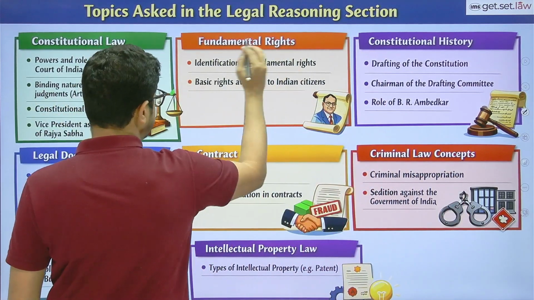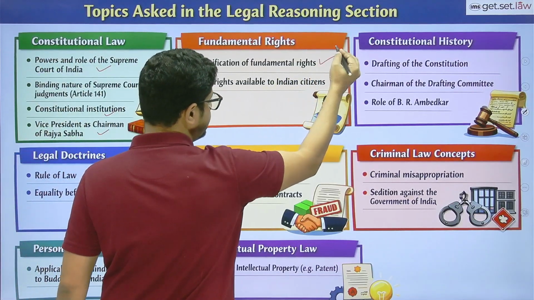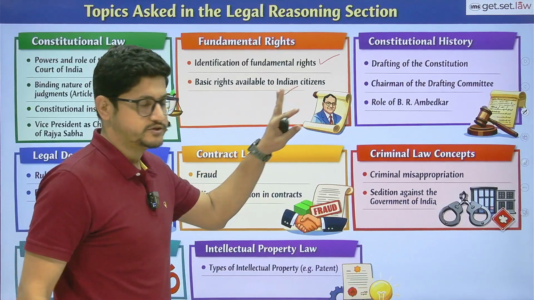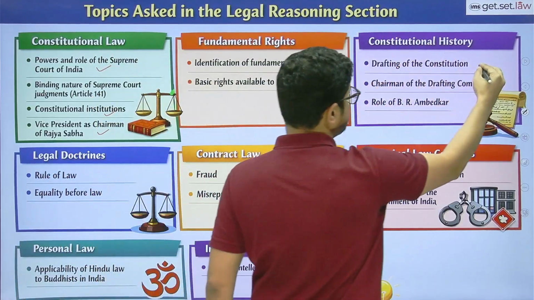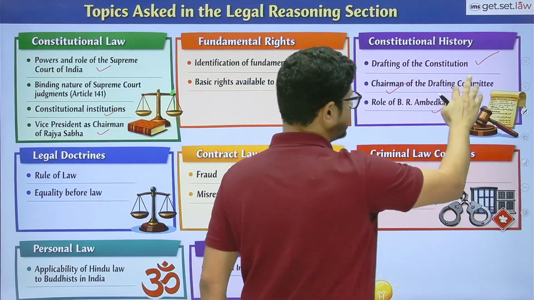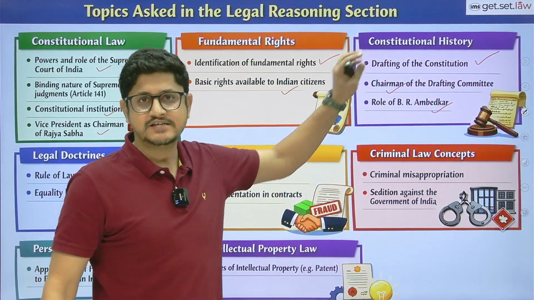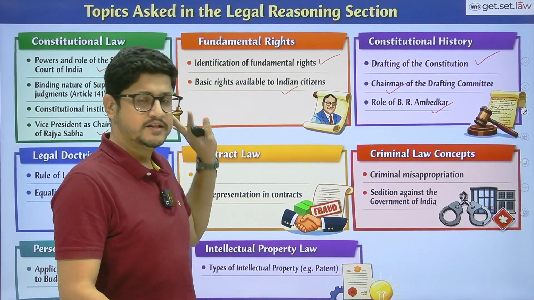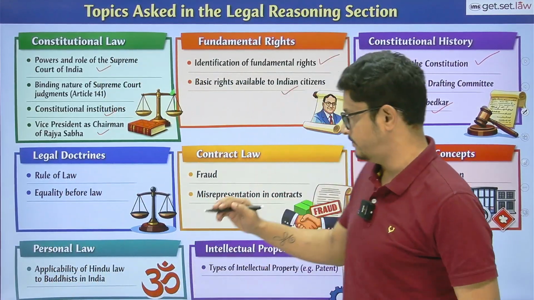Now when we talk about the fundamental rights, they identified which of the fundamental rights were there, basic rights available to the Indian citizens. So on that basis the questions were there. Then the constitutional history, the drafting committee, who was the chairman, the role of B.R. Ambedkar. So that is a suggestive list which I have provided you, also the different topics which they have touched. So this is what they have given in the constitutional part.